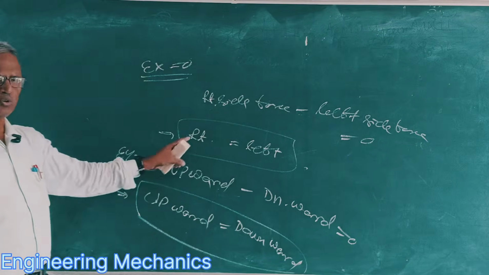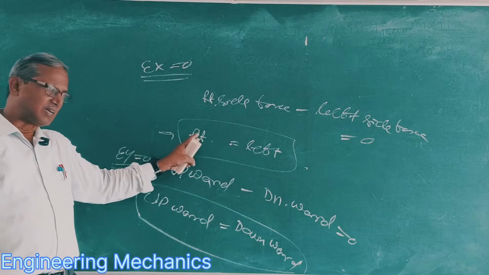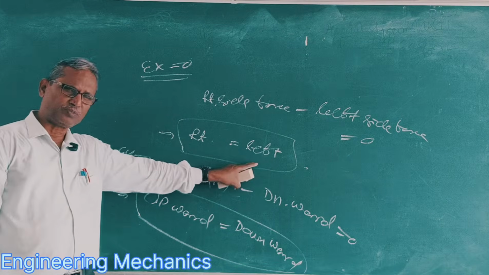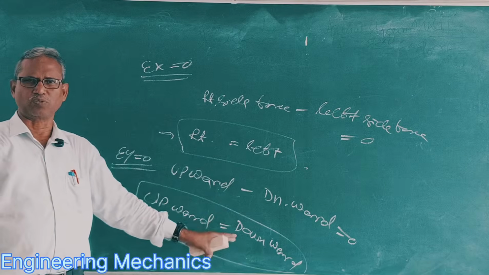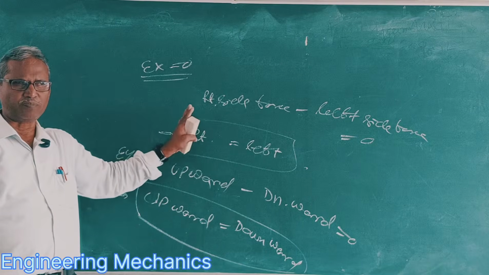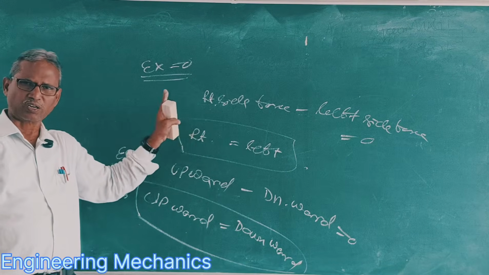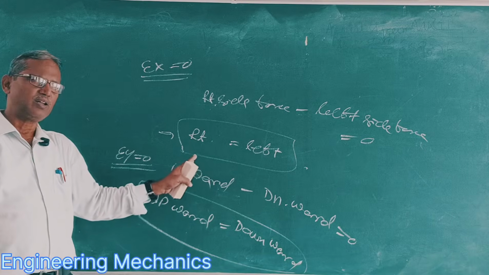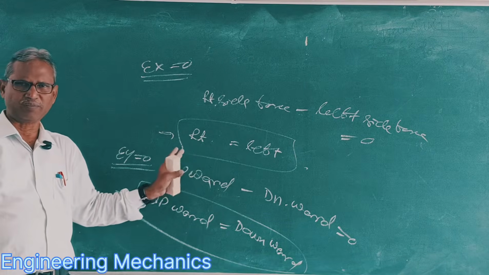So these are two conditions. Right hand side force is equal to left side force. Upward force is equal to downward force. This is the condition of equilibrium for concurrent and coplanar forces. Clear?